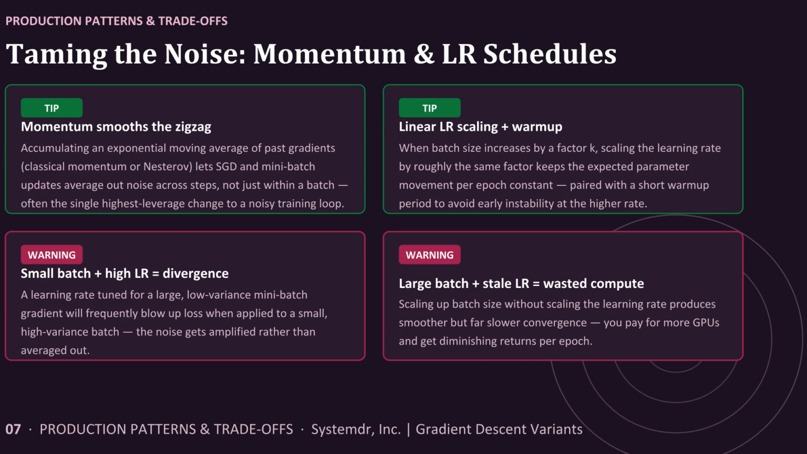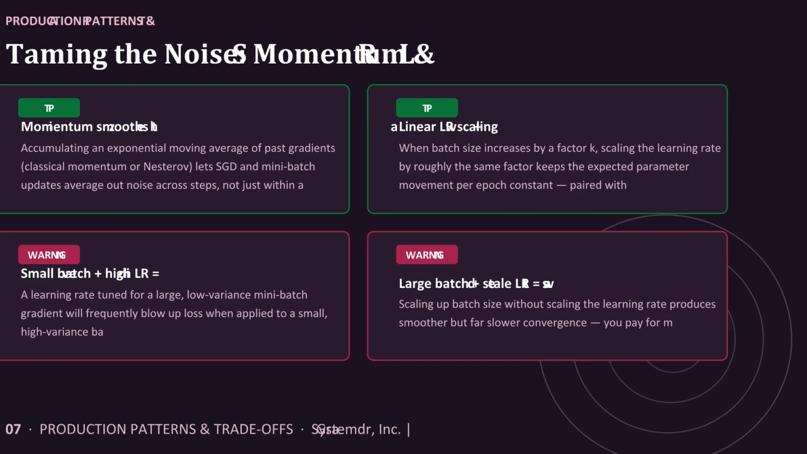A frequent real-world version of this bug: doubling your GPU count and therefore your effective global batch size through data parallelism without touching the learning rate config. Training still runs, it just converges to a worse final loss in the same number of epochs. Let's see these exact techniques applied at real production scale.